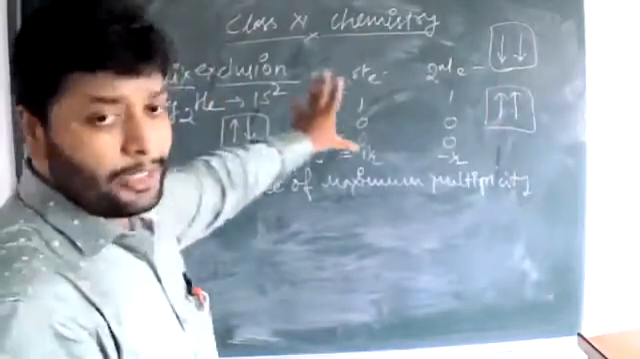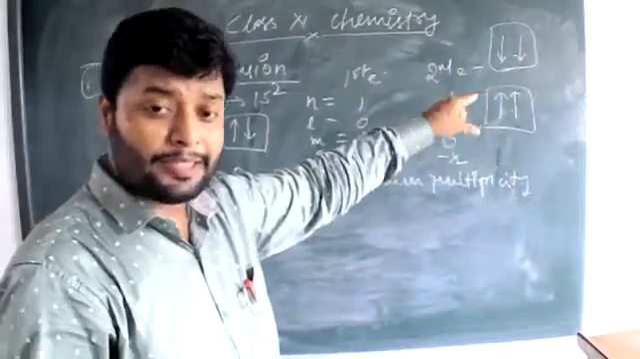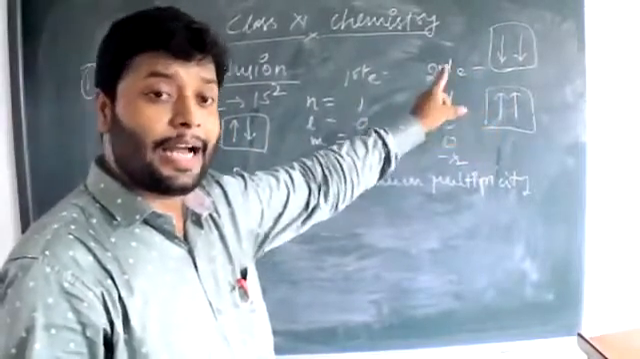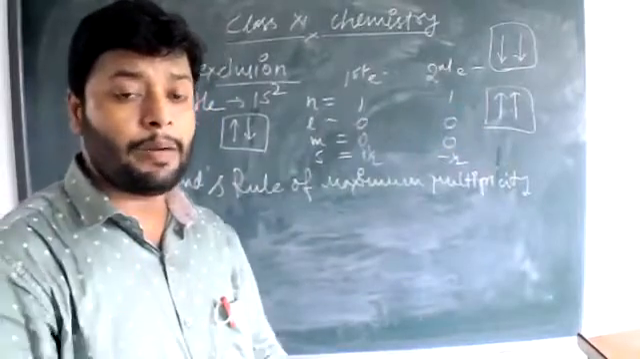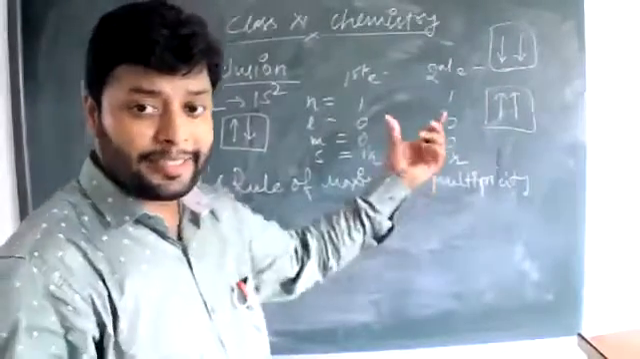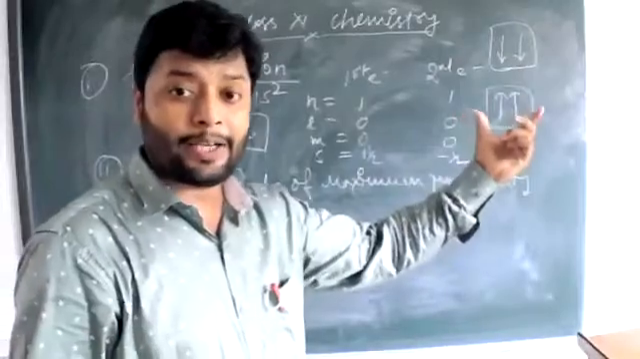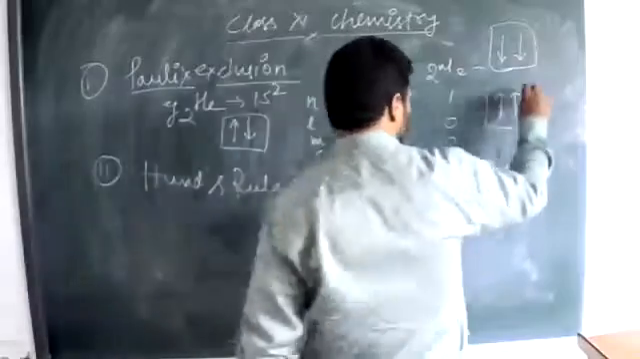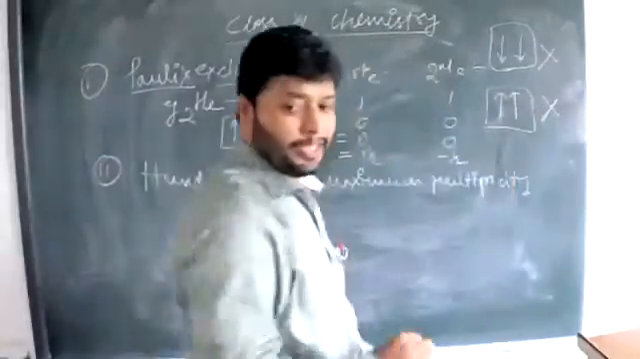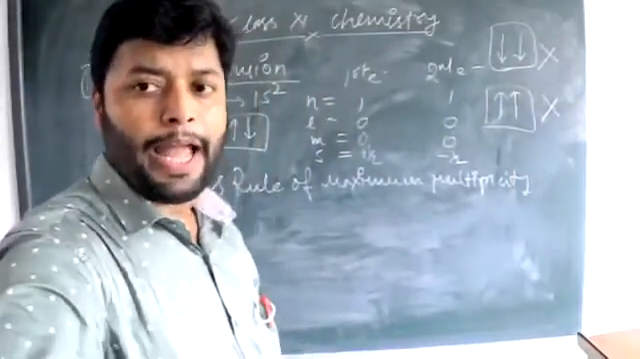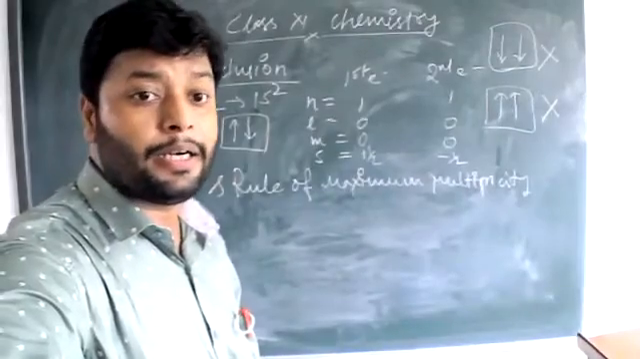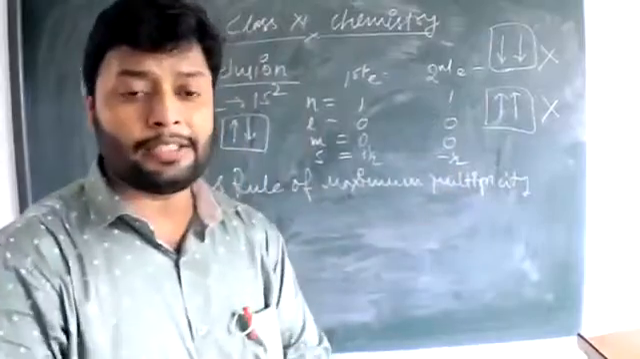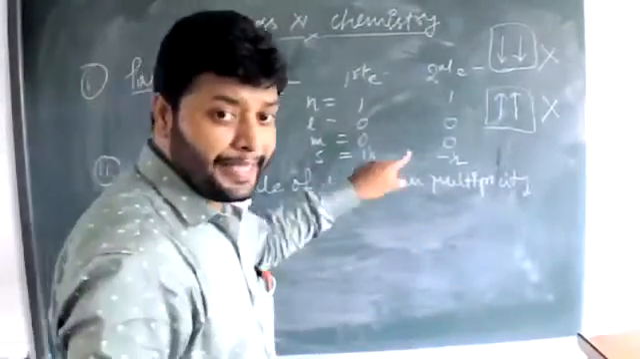According to this rule, it was confirmed that in the same orbital there must be a difference of spin. The electron must be either clockwise or anticlockwise. It is impossible to have two electrons of the same spin, either clockwise or anticlockwise, in the same orbital. So this is going to be wrong. This is going to be wrong. With the help of quantum numbers, he proved that electrons can differ at least on the basis of spin.